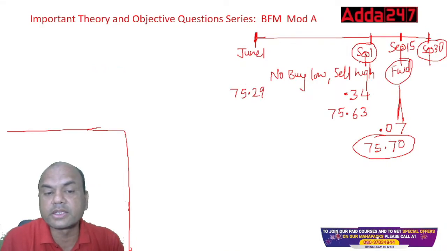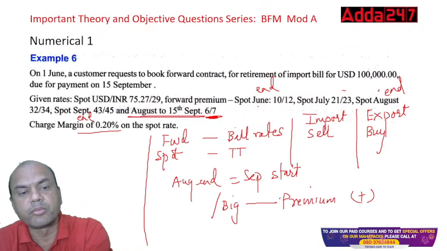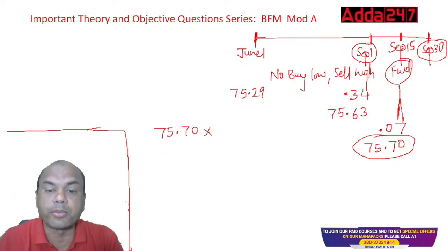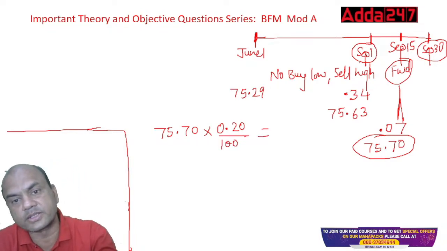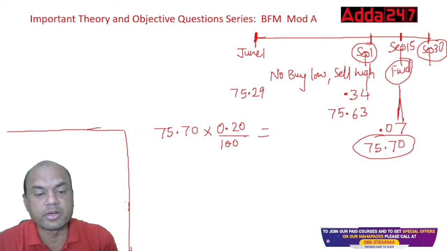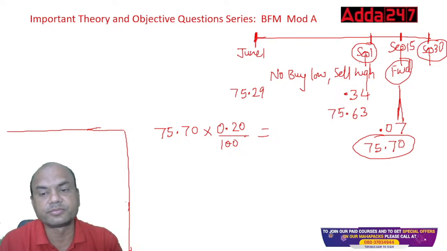Whatever rate you get, 75.70 into what is that? 0.2%? What is it given? 0.2%, right? So 0.2 upon 100. So what is the answer you're getting? Try it on the calci, everyone. Everyone should be able to do this now. Fast. Try it on the calci. What is the answer you're getting?